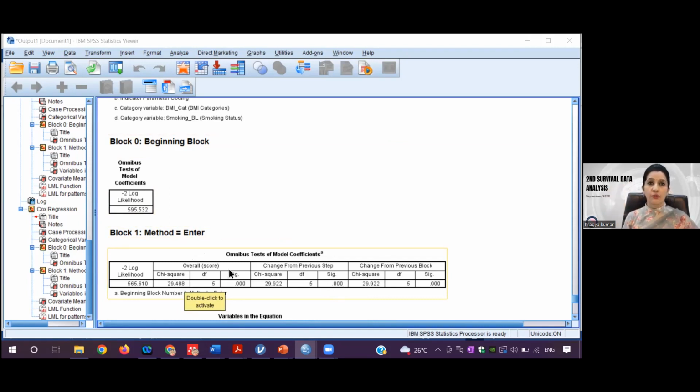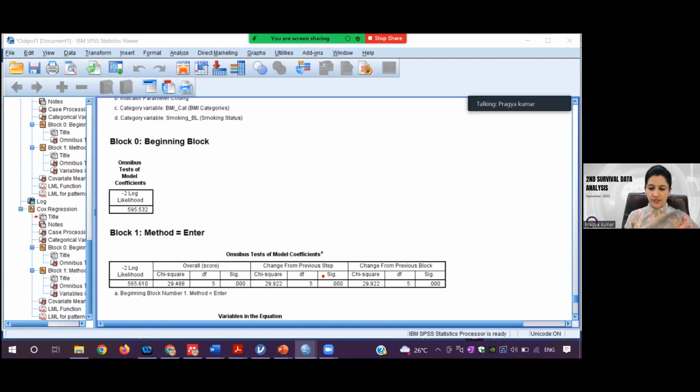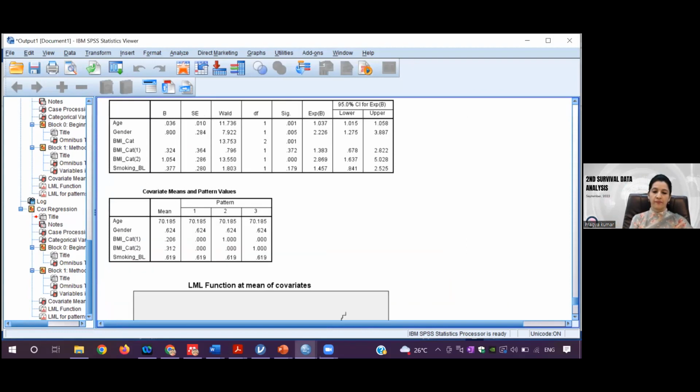We don't go by the amount of residual because we don't know whether this value is significant or not. But if this tells you that this is significant, then we say that whatever variables we have kept are carrying an important role in our model prediction. Okay, so then I'll go to the variables in the equation.